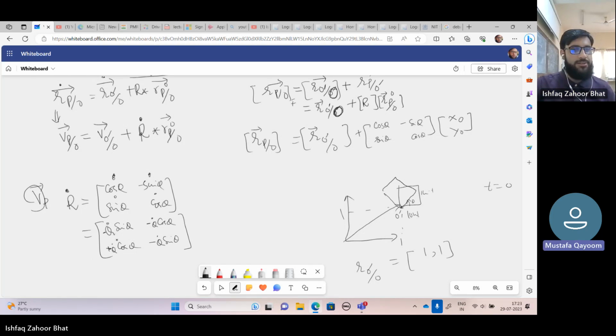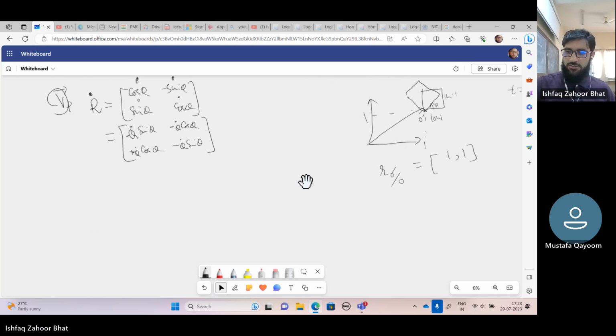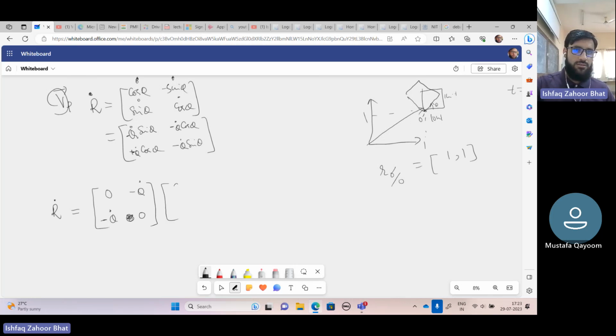So I want to rewrite this, because I have a nice way of writing this. R dot is equal to theta dot times a matrix, which I can write as 0, 0, minus theta dot, theta dot, times cos theta, minus sine theta, sine theta, cos theta. What is theta dot? It is omega.